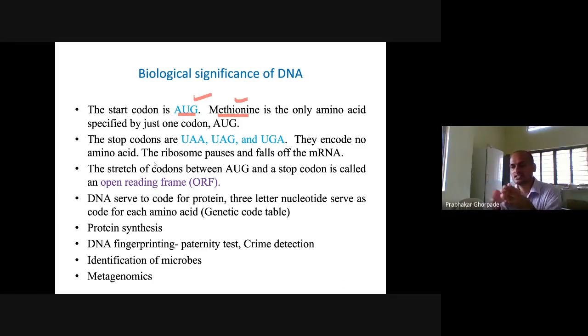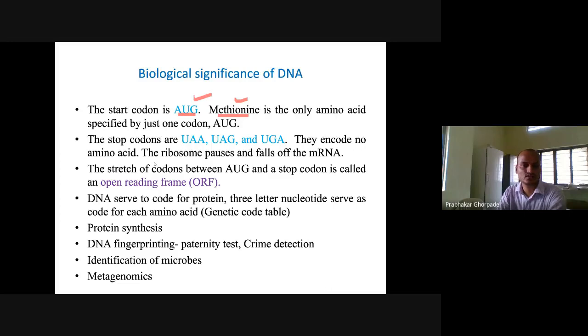So we say that there is a transcription event in which the start codon is there, like AUG, and there is a stop codon like UAA, UAG, UGA. These are the codons found in our genome. There are other codons also; we will come to that point. The stretch of codons between AUG and the stop codon is called an open reading frame. So if you take mRNA and count between the AUG and the stop codon, that is an open reading frame for that DNA. DNA serves to code for protein.